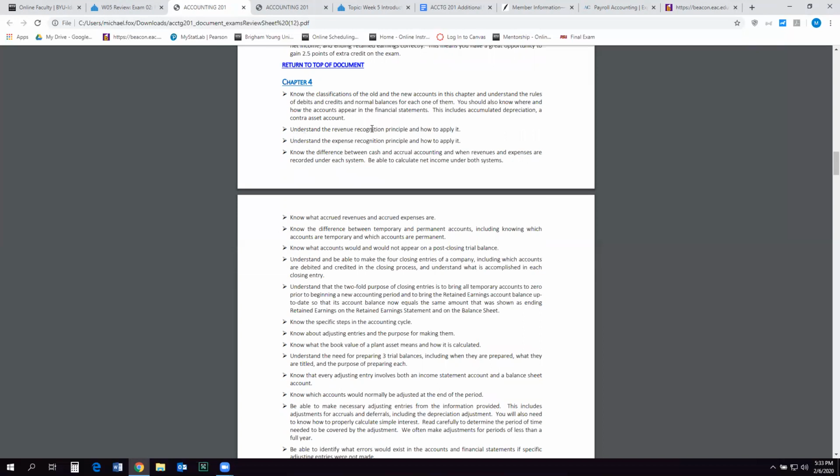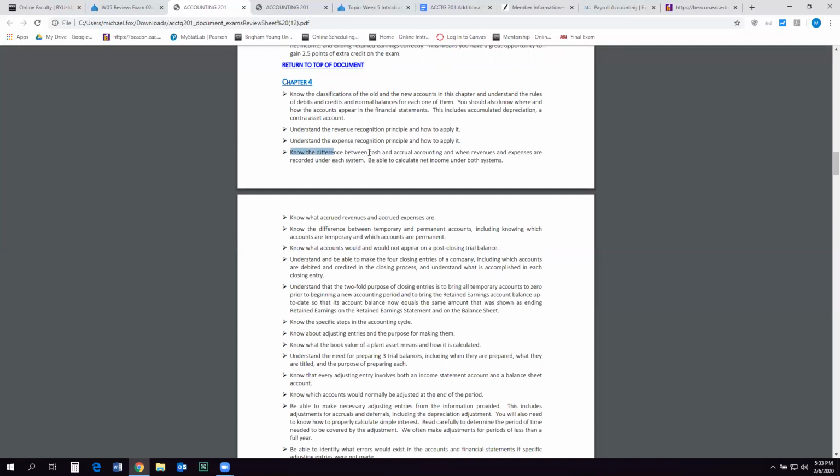And understand the revenue recognition principle and how to apply it. All that means is that our revenue should be recognized in the period when it's earned, even if we haven't been paid for it yet. When we earn the revenue, that's when we recognize it. And then expense recognition is we recognize our expenses when they're incurred. So when we receive the product or service, we record it as an expense, even if we haven't paid for it yet. Or even if we'd paid for it a long time ago, we still don't recognize it as an expense until we incur it.